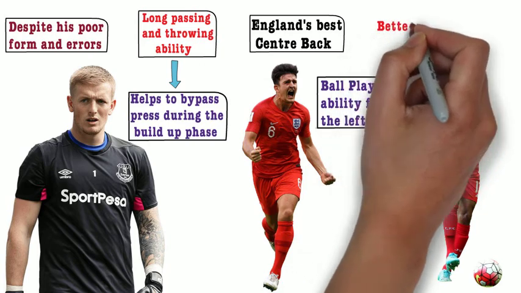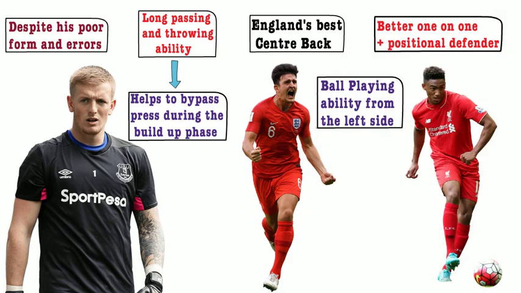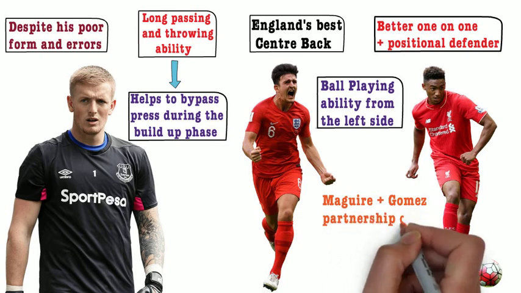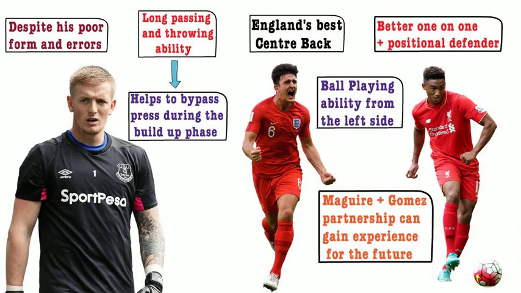Joe Gomez just edges John Stones, as he's a better defender both positionally and in one-on-one situations with his excellent tackling ability. Gomez will develop into a top-class centre-back in the next few seasons, so starting him alongside Maguire will enable them to gain experience playing next to each other, which may be needed in the 2020 Euros and the 2022 World Cup.